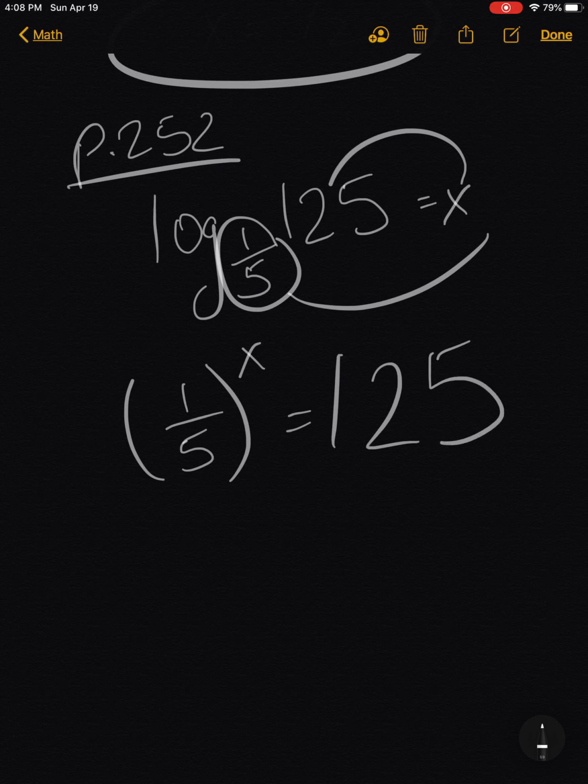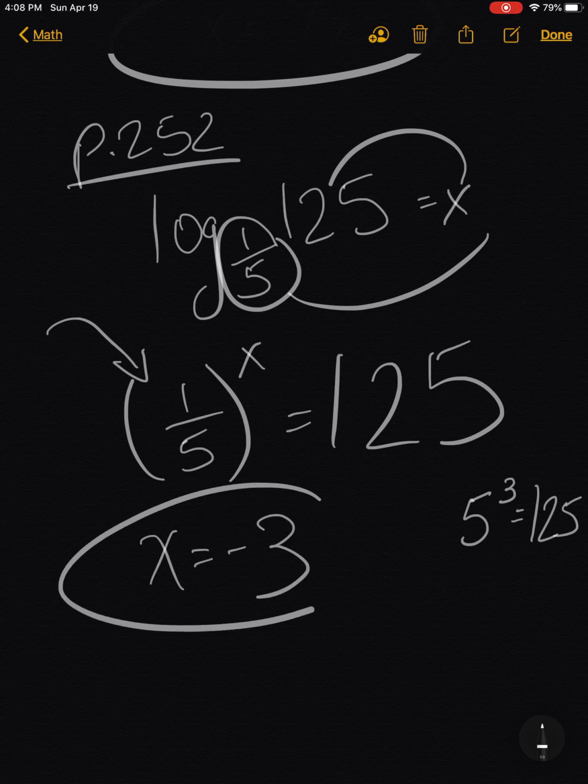So when you get a problem that's challenging, again, think of what is the relationship. So 1/5 and 125. Well, I know that 5 to the third power is 125, but this is clearly not a 5, but I do know that it's the reciprocal of 5. So what in exponents makes something turn into a reciprocal? That would be a negative exponent. So instead of 3 being your answer, it's -3, because 1/5 to the -3 power is 125. All right, so there you go. Those are problems that are a little bit more challenging.